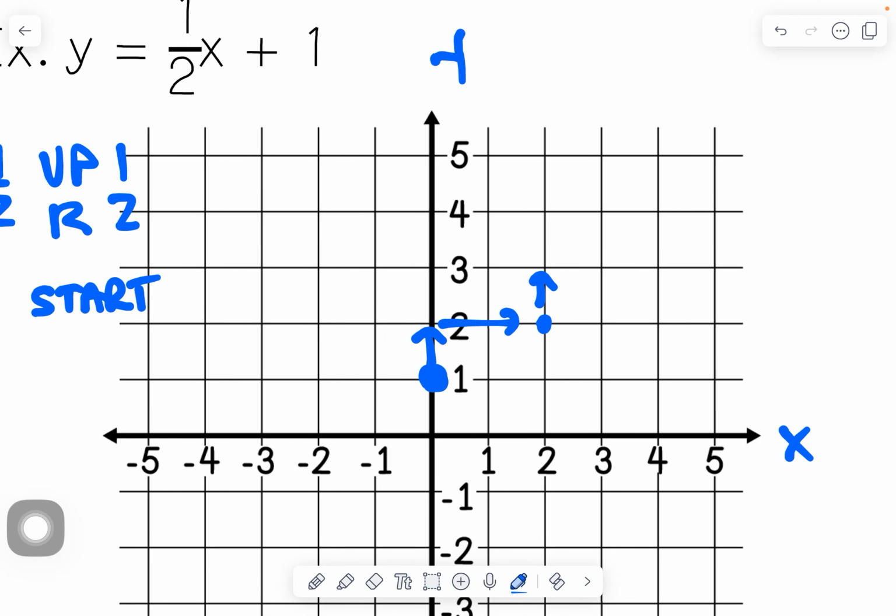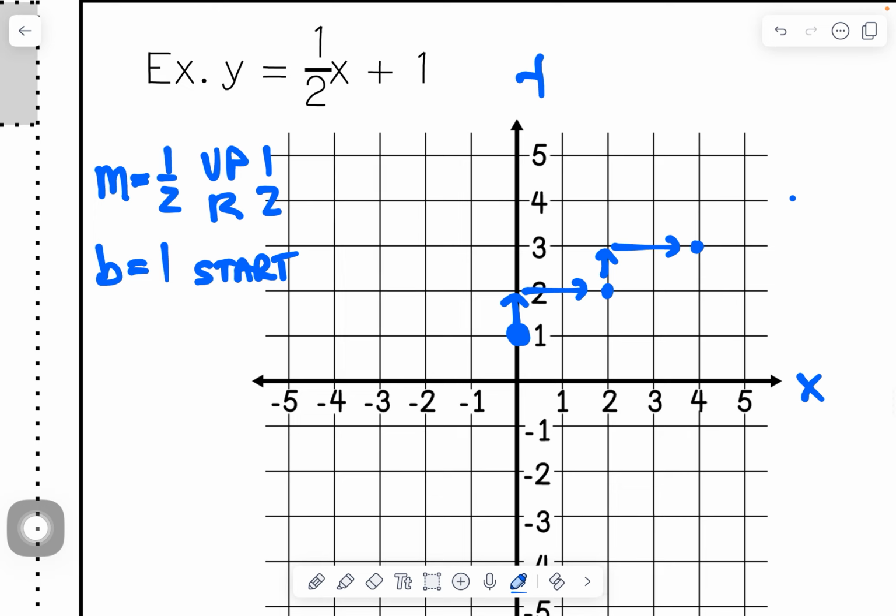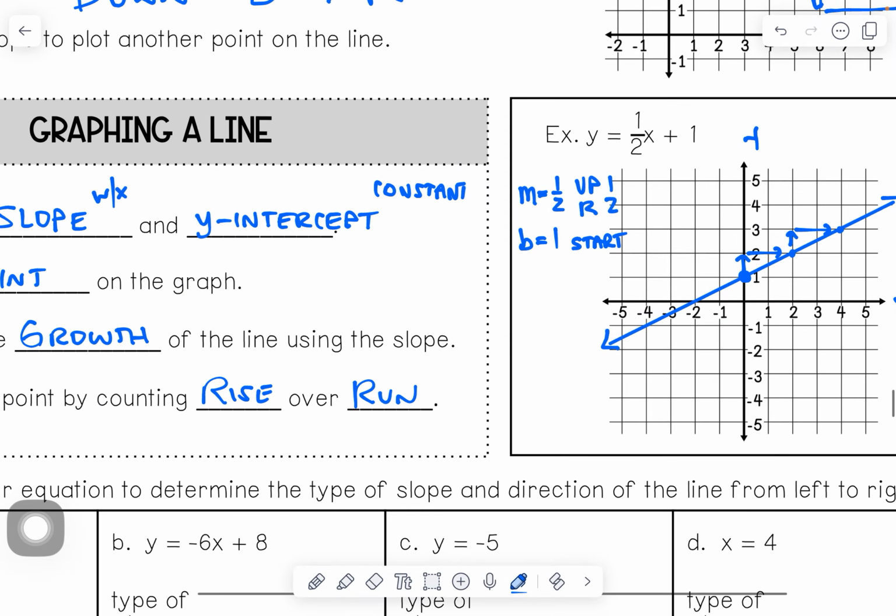And I can keep doing that until I run out of space. Okay, I could go up 1 again, but I won't be able to go quite right 2 enough. Once I have those points, I'm going to go ahead and draw my line. Use a ruler, please. That is a pet peeve of mine, that we use a ruler when we draw lines. Okay, so that would be the process of graphing a line.